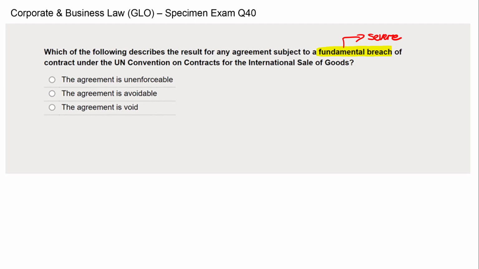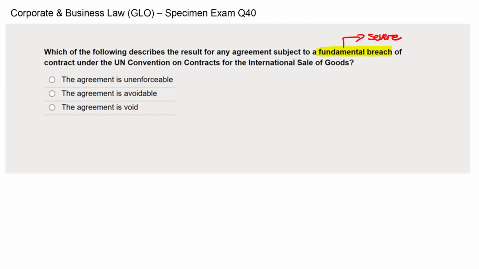So it's not something minor where there's a minor substitution. For example, let's say I'm building a house for you and I end up substituting the type of concrete, which is not exactly the same as the part specified, but it's very similar. That would not be a fundamental breach. If, on the other hand, I built the house out of wood instead of brick, then that's a pretty severe situation. So if there has been a fundamental breach of contract, then what does that mean?